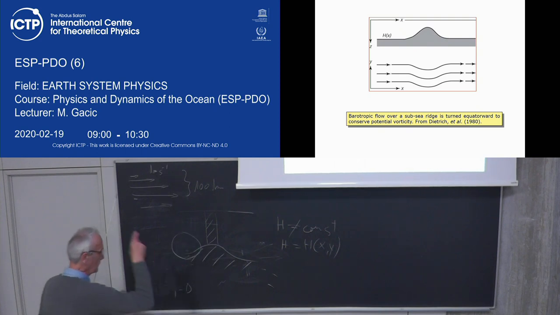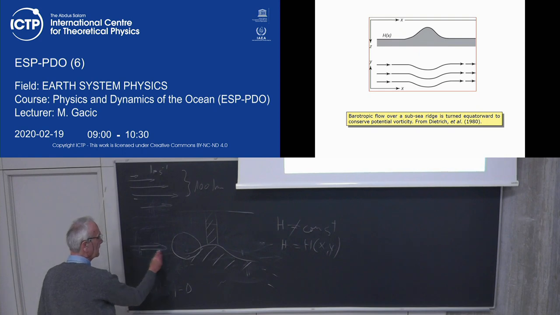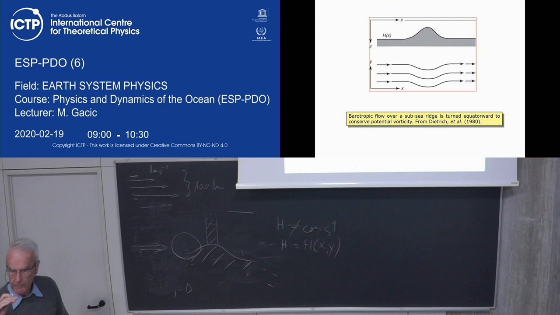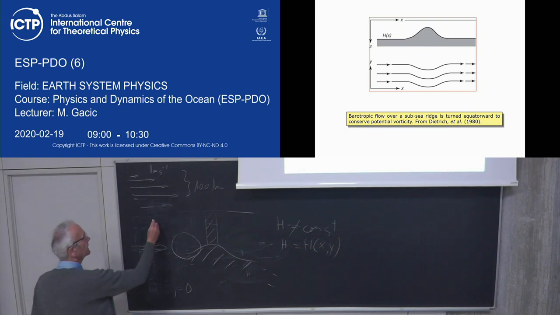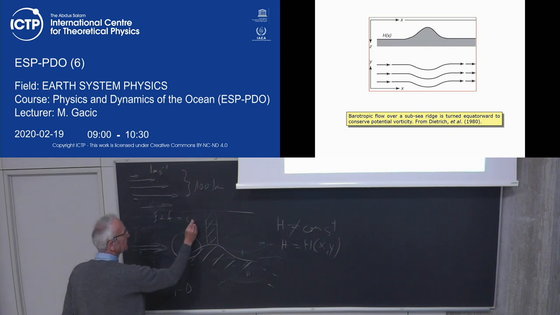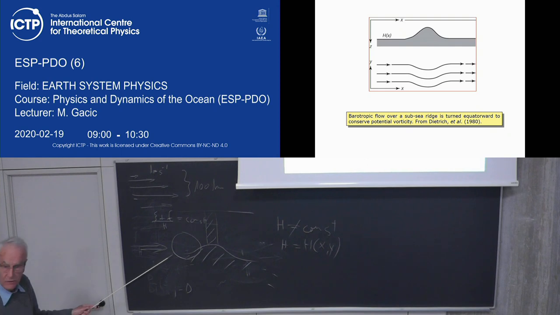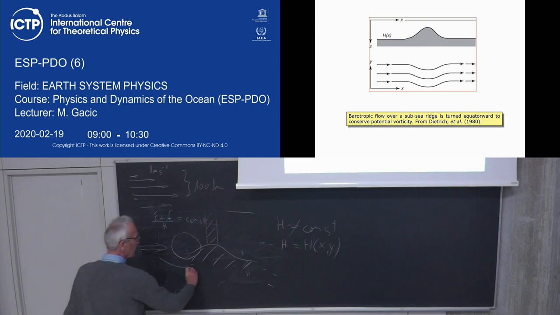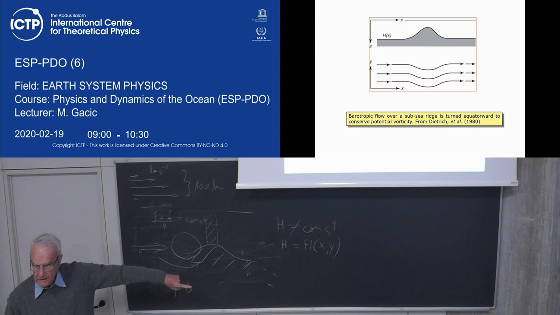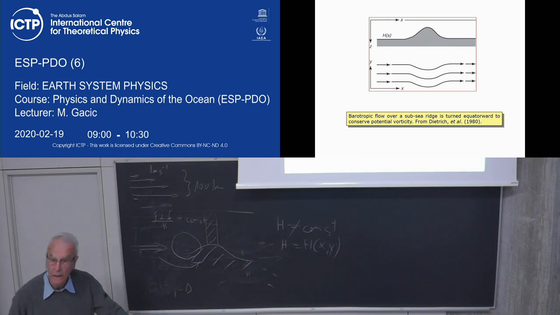If this is the ridge, looking from above, the particle is moving this way. And this ridge means that the particle will be squeezed. If it is squeezed, we have to take into consideration that zeta plus f over h has to be constant. The h is diminishing, so zeta will be decreasing, and this also has to decrease in order to keep this constant. That means that the particle will have to go around. It will pass around this ridge, going southward, toward the equator, where f is smaller.